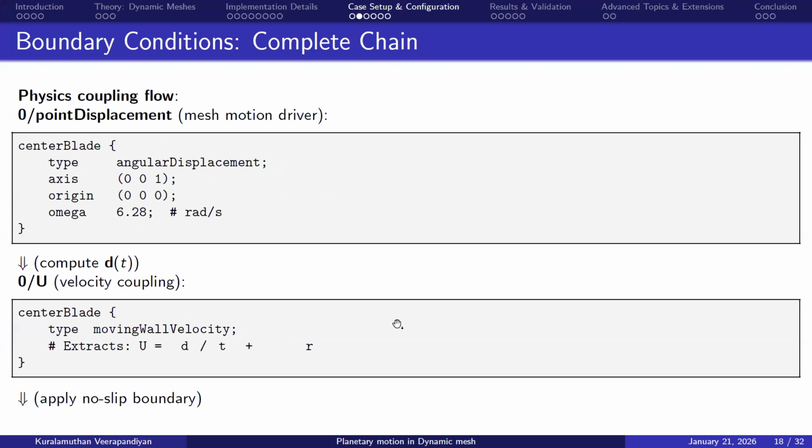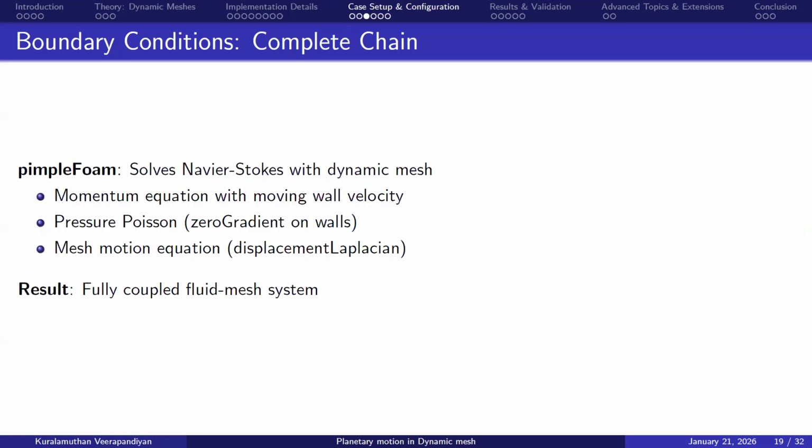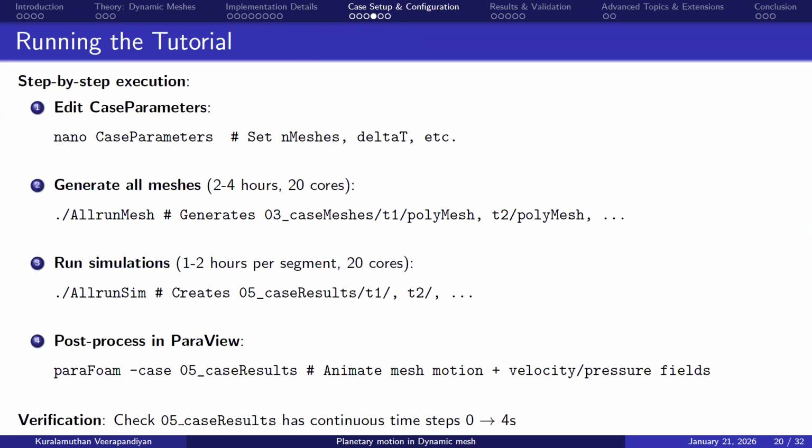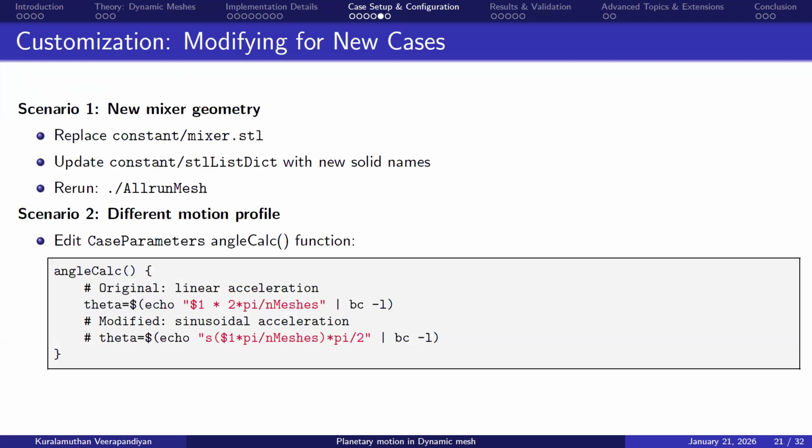The flow of the simulation is like this: we'll update the point displacement to include the omega. We'll compute the velocity from the point displacement. We'll update the dictionary files in the simulation directory, followed by pimpleFoam running the solver, and we'll get the results from that. So to run the tutorial, we'll just set the case parameters like the number of meshes we want to generate and the delta t that we are interested in, and we run all run mesh, all run sim, and we'll post process the results using paraFoam or ParaView.